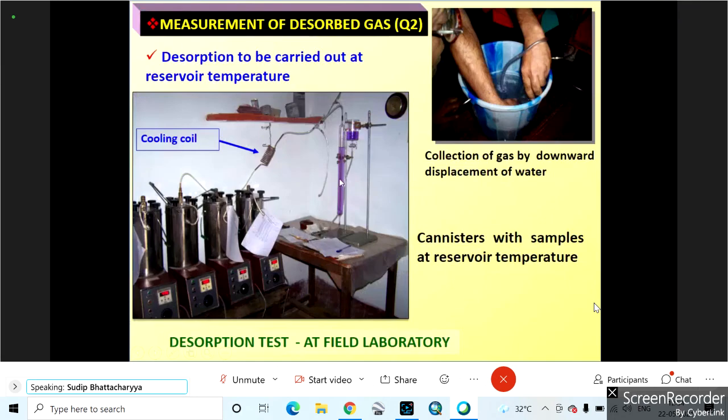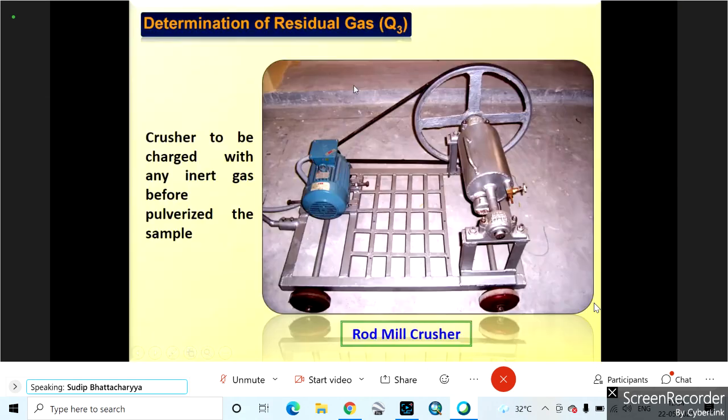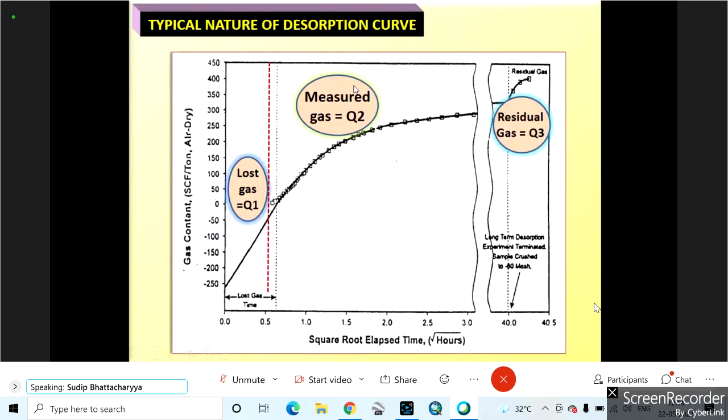Now we are going to measure the gas. To measure the gas, some problem is there. Okay. Okay, just you see over there. This is the first one. This should be the first one. It has been swapped. I don't know.